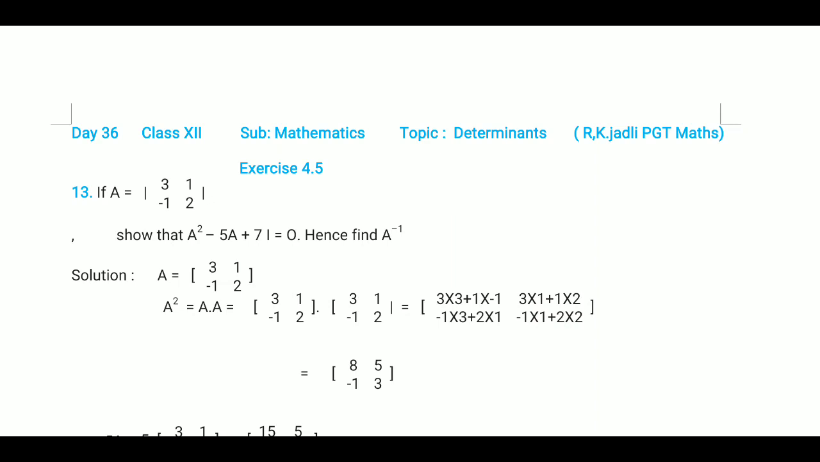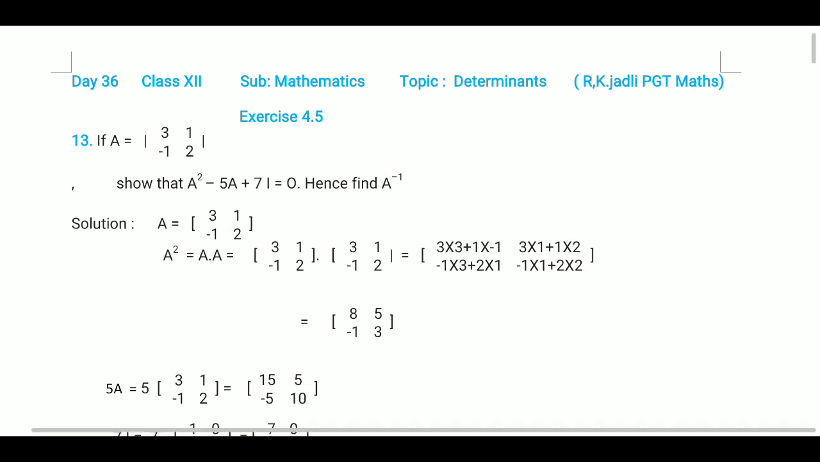A is given, elements are 3, 1, minus 1, 2. Show that A square minus 5A plus 7I is equal to 0. Hence find A inverse. First you have to show this: A square minus 5A plus 7I is equal to 0. Since we are given A is equal to a matrix having elements 3, 1, minus 1, 2.